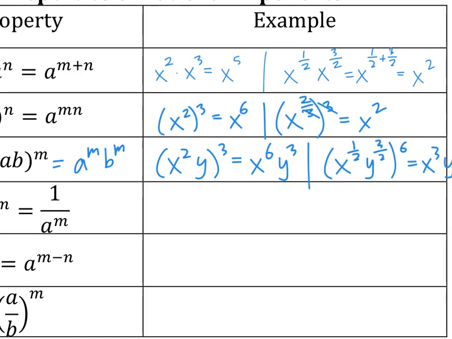Next, negative exponents. Negative exponent means we need to move that variable that has the negative exponent. So for example, if you have x to the negative 2 times y, what does this become? Y over x squared. Only the one that has the negative moves. The one that does not have a negative does not move.